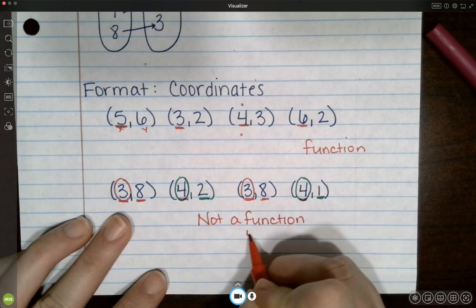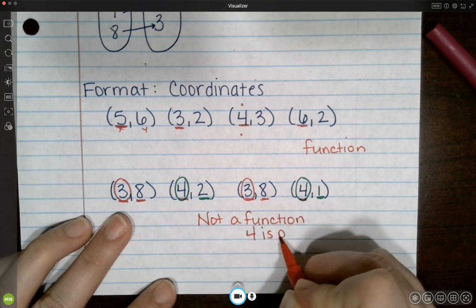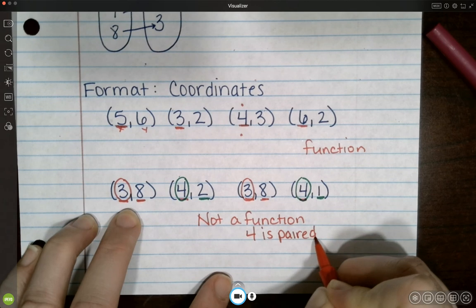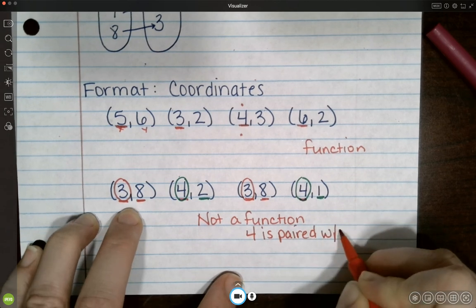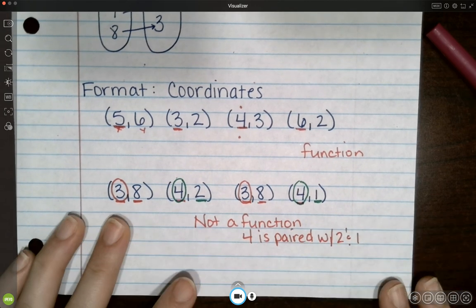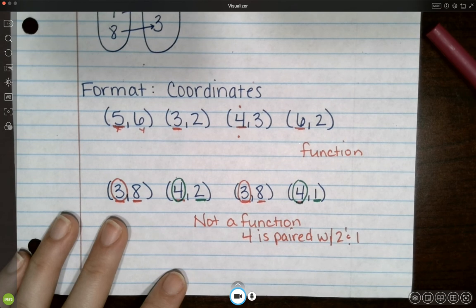And in this case, 4 is paired with 2 and 1.